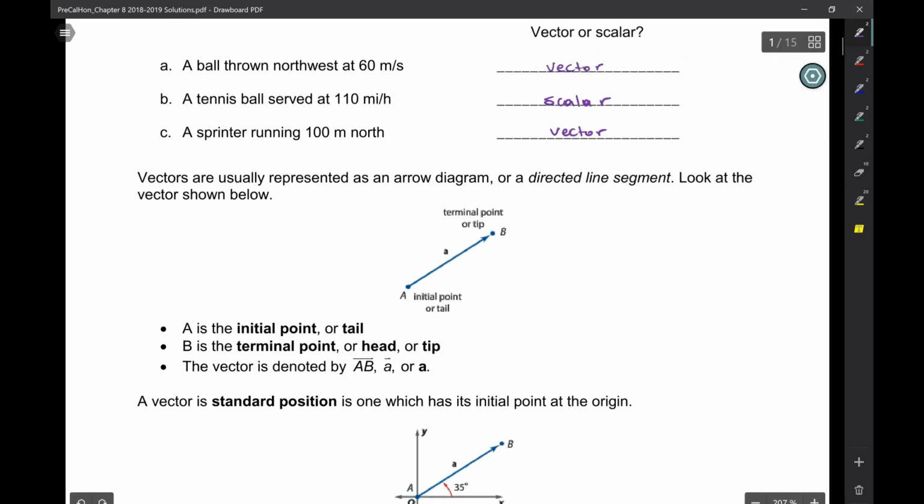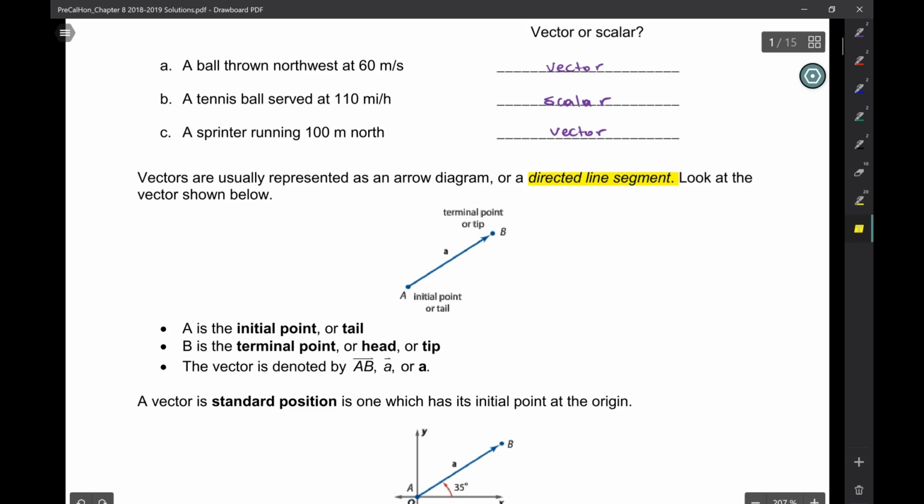Okay, so now that we know what a vector quantity is, let's talk about how we represent vectors. Vectors are usually represented by an arrow. It's called an arrow diagram, or it's called a directed line segment. So take a look at this. This is a vector. Notice this vector has an end point at one of the ends, and it's got an arrow on the other end. If you want to compare, like in geometry when you talked about rays, that's how they look.